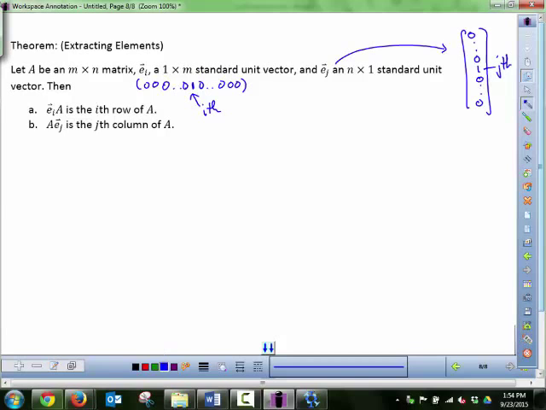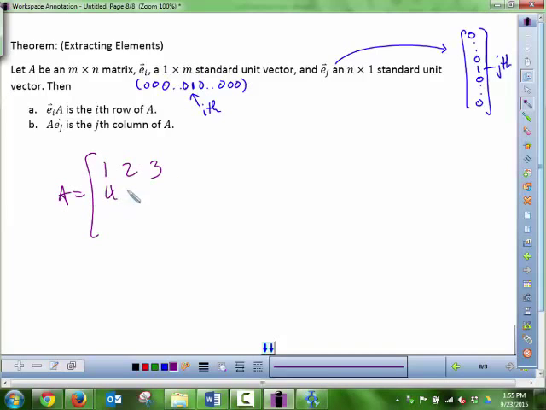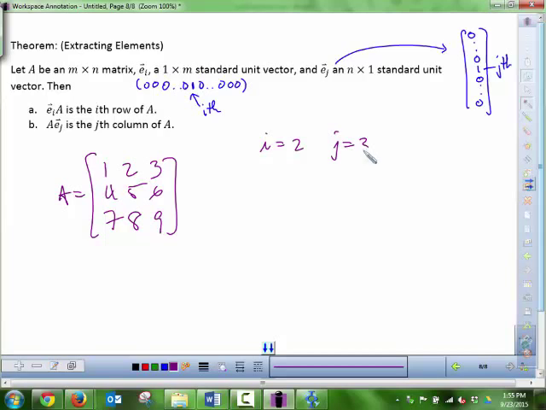I think I could do this without MATLAB. So let's say A is equal to 1, 2, 3, 4, 5, 6, 7, 8, 9. That's going to be one of my favorite matrices for a while. So if I want to extract the second row and the third column, I'm looking at this number 6, right?